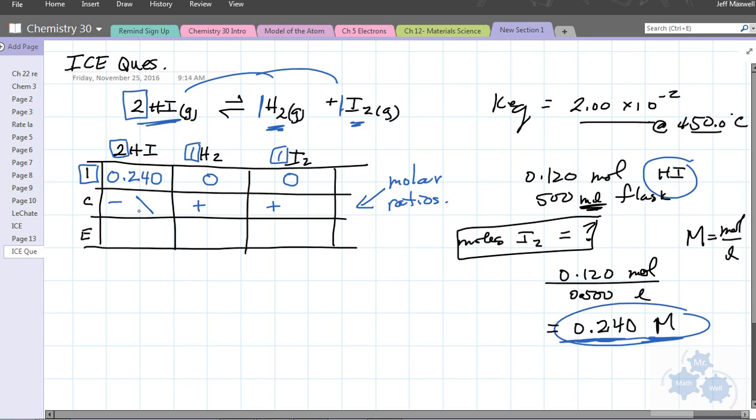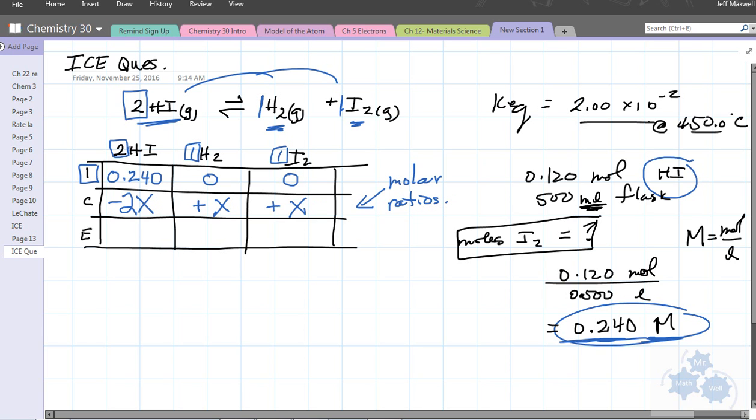we could just put X here. But then, if we dropped by X, this would have to be up by 0.5X. So what I'm suggesting is this. You know that this is going to drop, and the ratio says 2 to 1 to 1. So you know what? Let's just put those molar ratios right there. For every 2 times a certain amount that HI decreases by, H2 and I2 are going to increase by half that, which is X. So we don't have to deal with any decimals here.